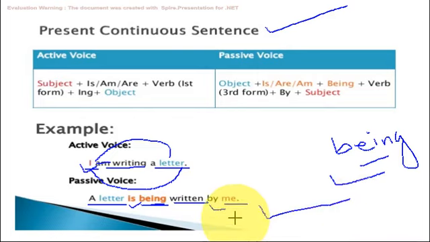The same method can be adopted when converting a sentence of passive voice into active. You have to go in reverse, and automatically the sentence will be quite clear. Now here you can see the structure or formula of passive voice: object plus am, is, are plus being plus verb third form, as we have used the third form of the verb, and then by plus subject. Is it clear to everyone? Of course. Just a minute.